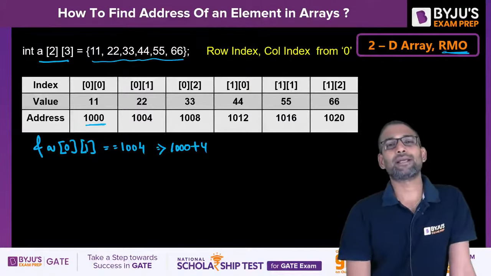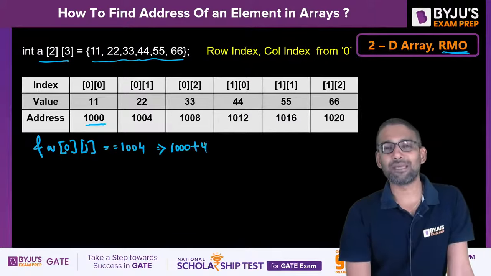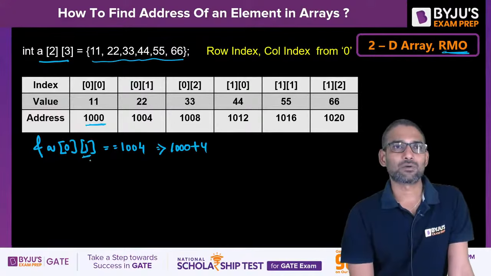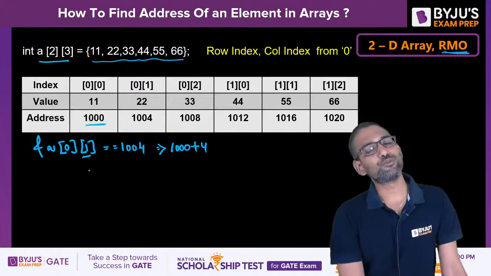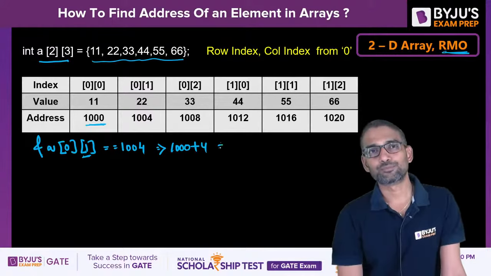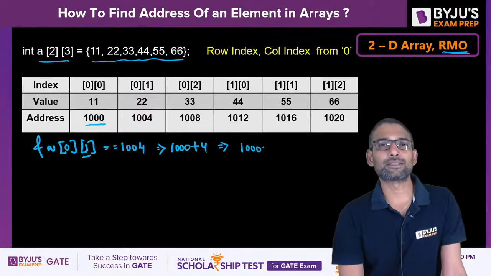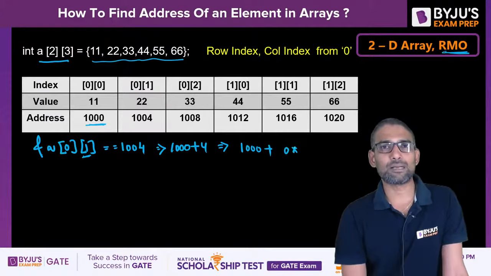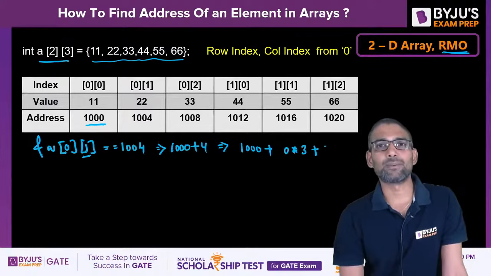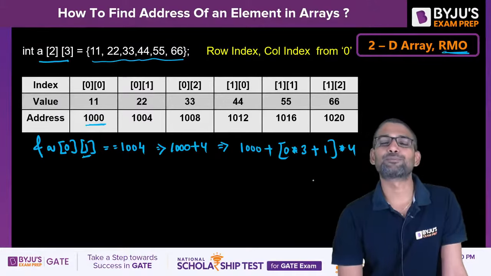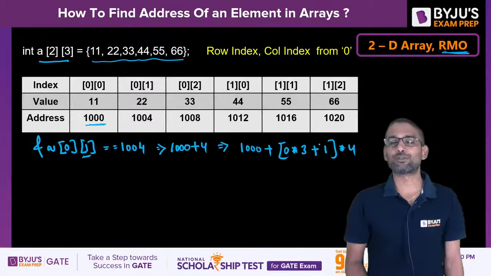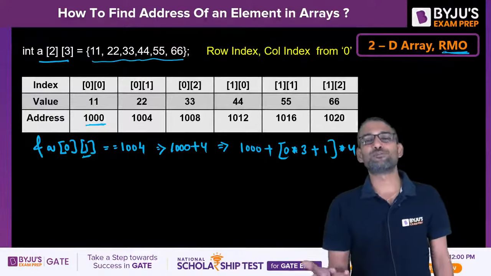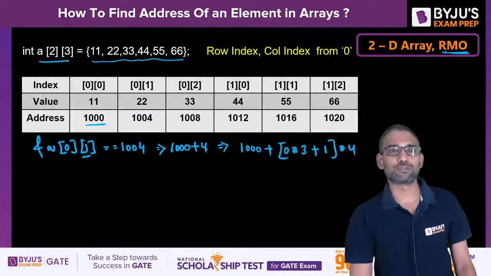So shall I take it as 1000, which is the base address, plus 1, which is J, into 4? No. Can I write this as 1000 plus 0 multiplied by number of columns 3 plus column index 1, whole into size of each element 4? 0 into 3 is 0 plus 1, 1 into 4, 4, that is again 1004.